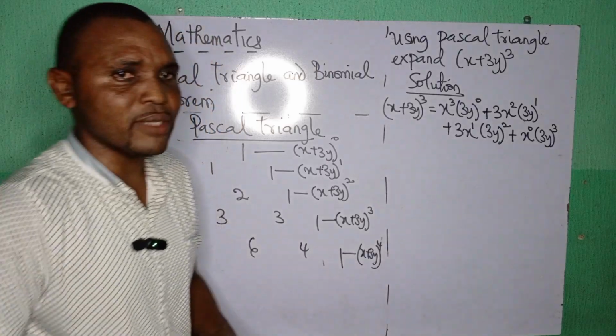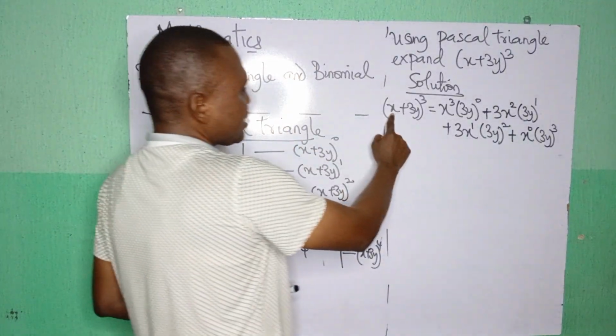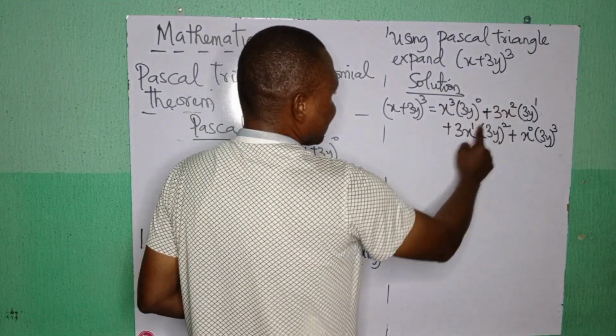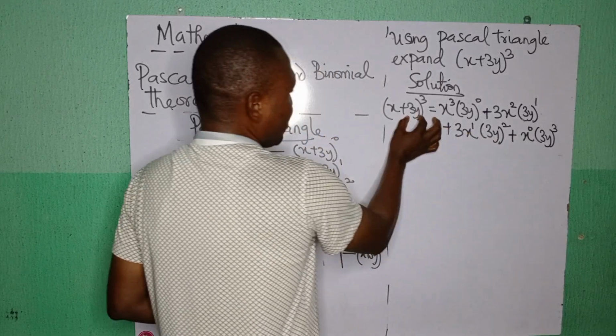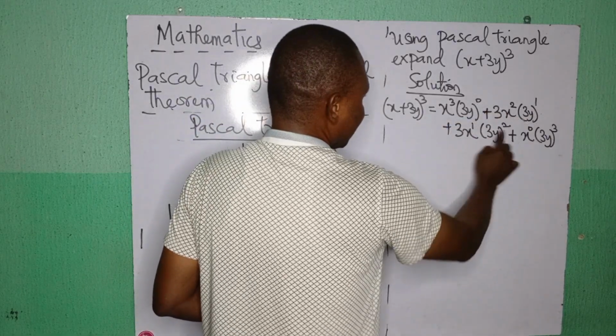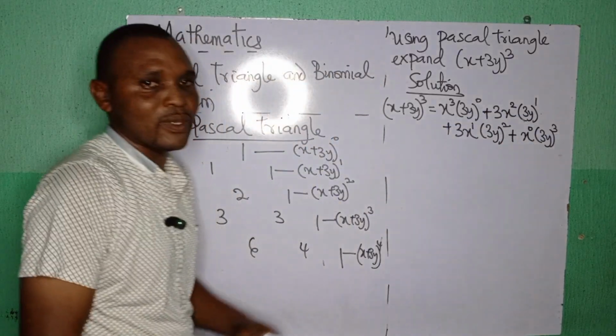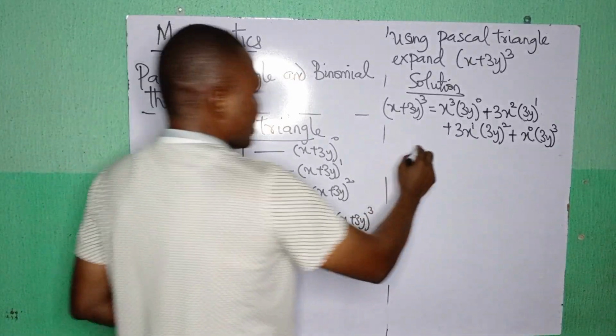So now what do you observe here? Now you observe that this x here, the power is decreasing, while this other value here, the power is increasing. All right, can you see that? So that is how it is going on. All right, let's try to expand.